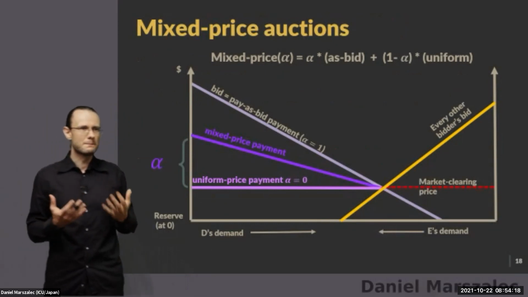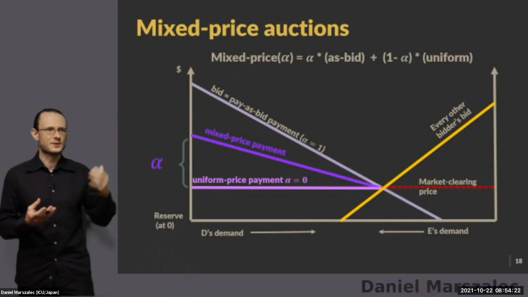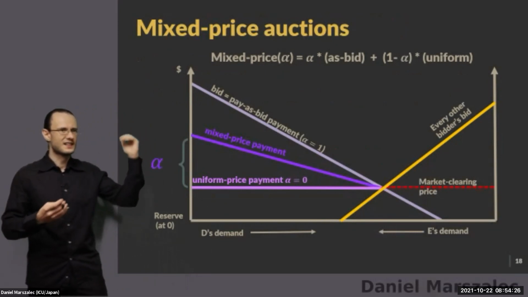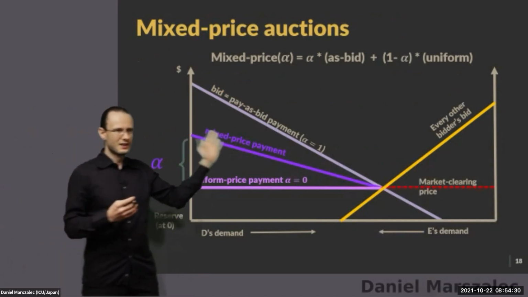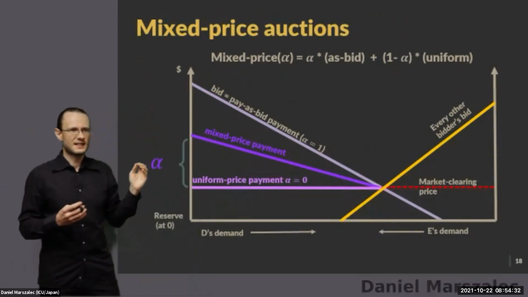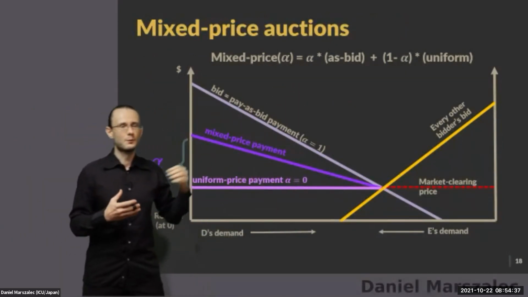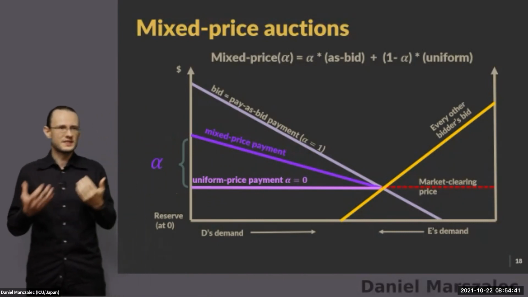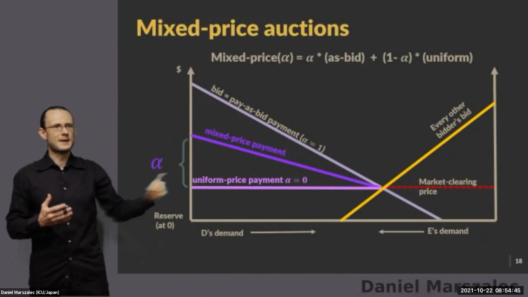So the way we measure the degree of below bid pricing is using this concept called mixed price auctions. And the idea here is that a mixed price auction with a parameter alpha will charge all of these winning bids at a rate of alpha times the bid and 1 minus alpha times the market clearing uniform price. So what this allows us to do is span the space of these payment functions.